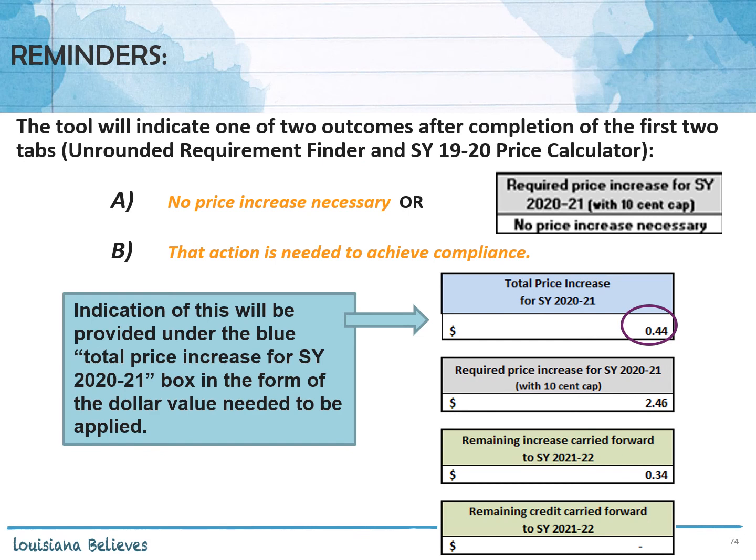The tool will indicate one of 2 outcomes after completion of the first 2 tabs, the Unrounded Requirement Finder and the school year 1920 price calculator. Either A, no price increase is necessary as shown in the gray box, or that action is needed to achieve compliance. Indication of this will be provided under the blue total price increase for school year 2020-21 box in the form of the dollar value needed to be applied.